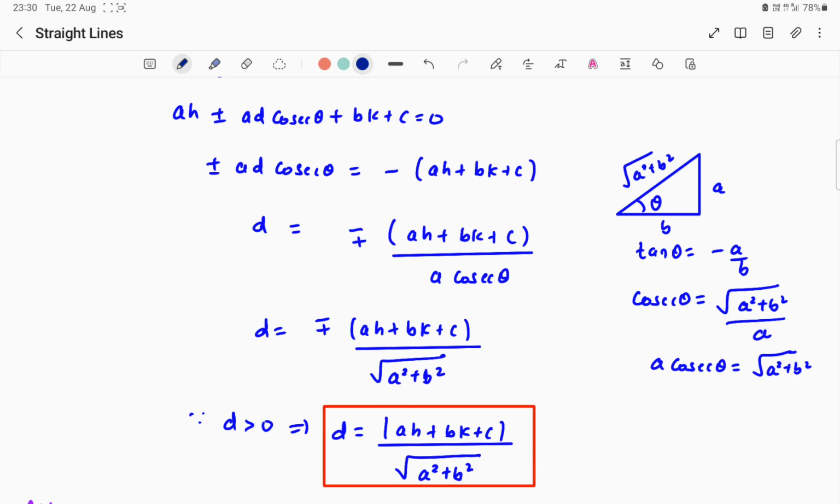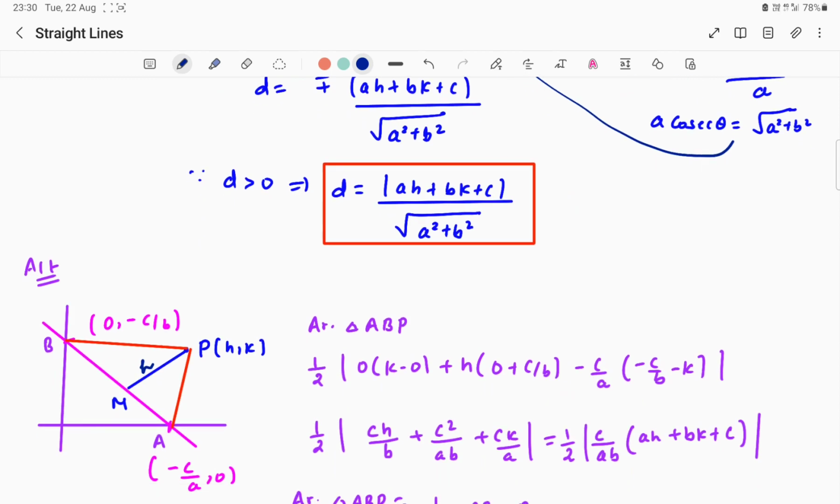Is it okay? So we can substitute this value in this equation. So we get d is equal to minus plus ah plus bk plus c by root under a square plus b square. But anyway, we want distance, so we will not bother about plus minus. We can take just the modulus, so we get mod of ah plus bk plus c divided by root under a square plus b square.